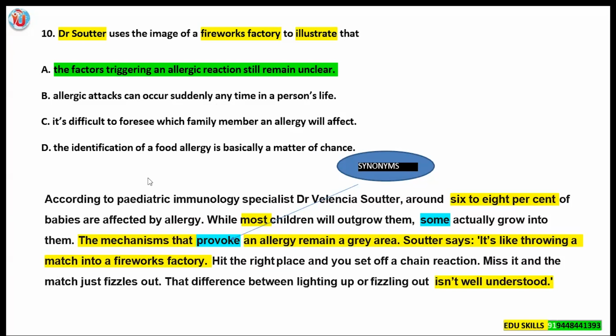The identification of a food allergy is basically a matter of chance. Whether the identification is easy or it's a matter of chance, it is not mentioned in that.